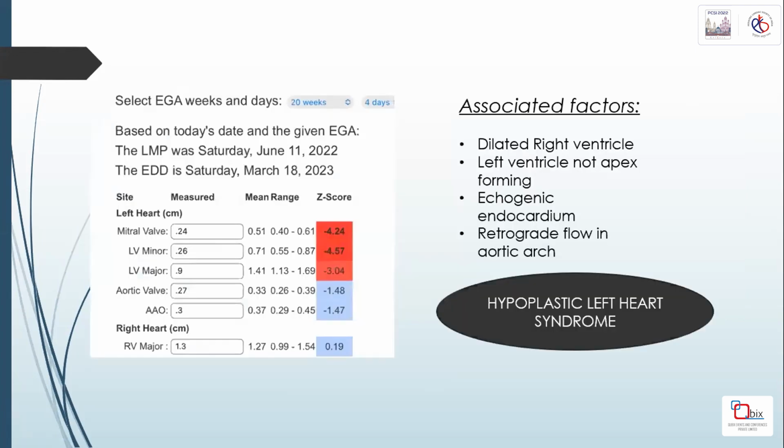So when I put in the parameters for the z-scores, it's all very obvious that they're all like -4, -4, -3 for the mitral valve and the left ventricle. So with these factors, when the left ventricle is not apex forming, there is echogenic endocardium, there is retrograde flow in the aortic arch, and your z-scores are really low, I would counsel this as a definitive hypoplastic left heart syndrome.